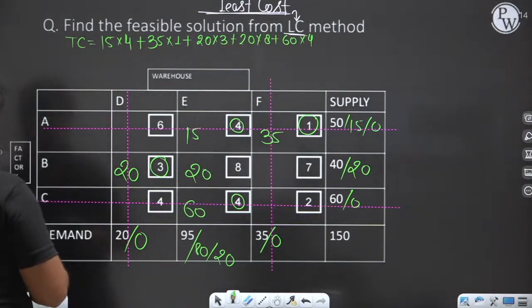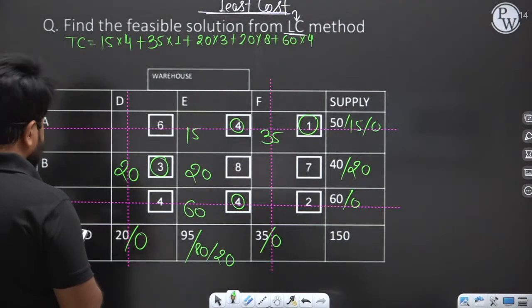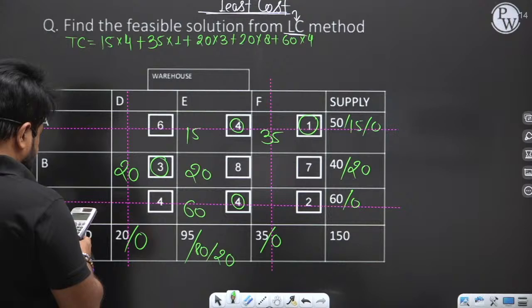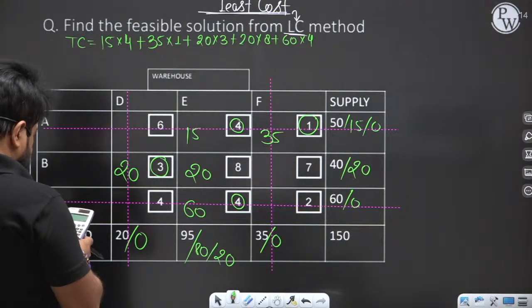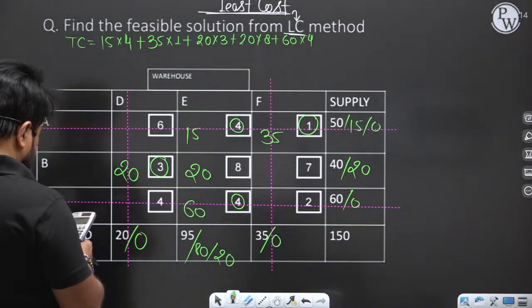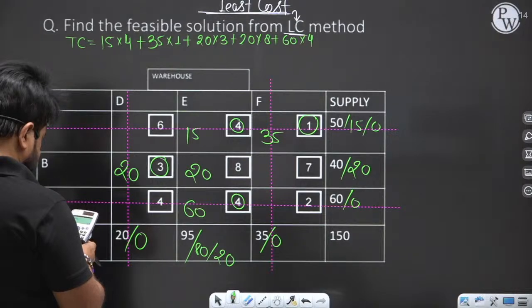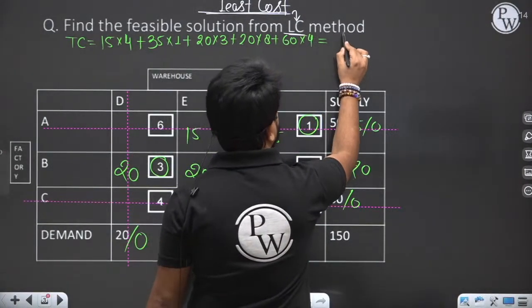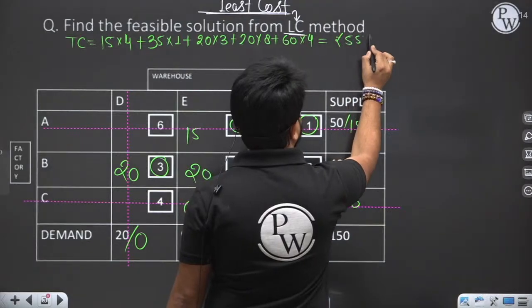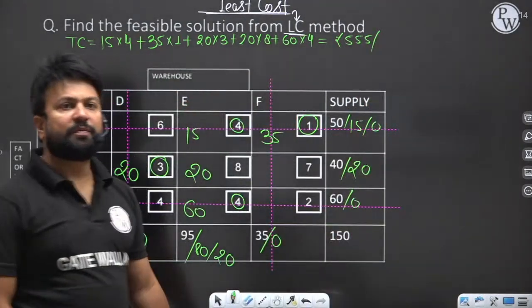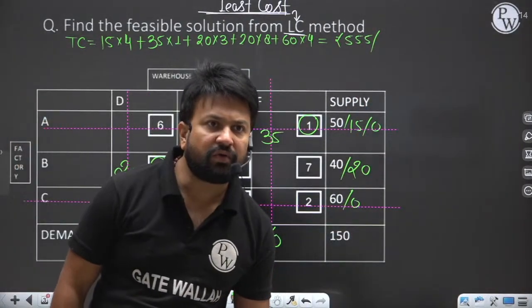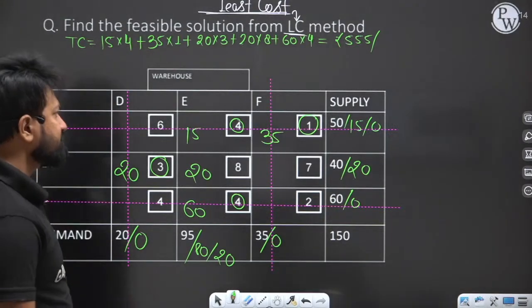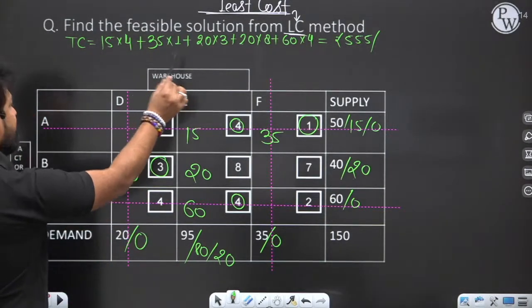The total transportation cost is 15 into 4, plus 35, plus 20 into 3, plus 20 into 8, plus 60 into 4. So it will become rupees 555. Okay, it will become 555, right? So I hope this method is clear.